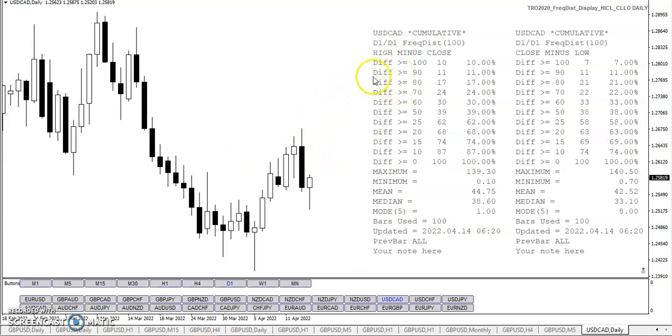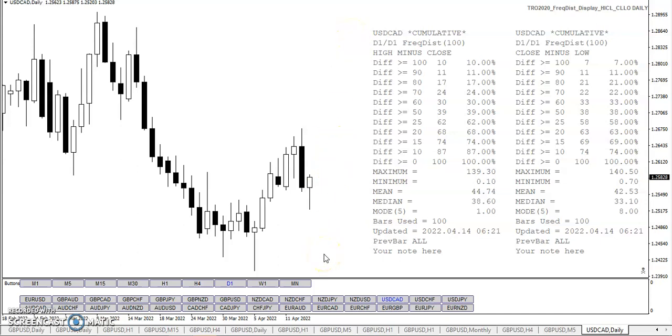range or rat zone. But you can look here, you can see all these big wicks at the top for the most part. And this is what high minus close is telling you. It's almost like you want to make sure you're shorting dollar Canadian off of a high during the day.